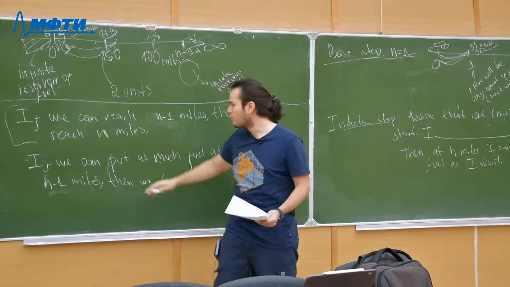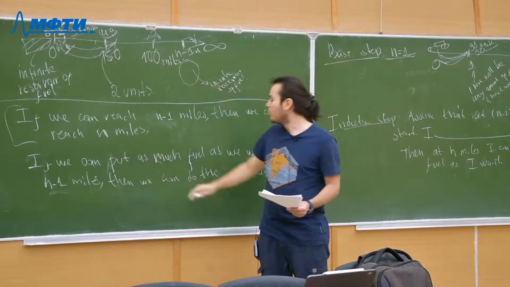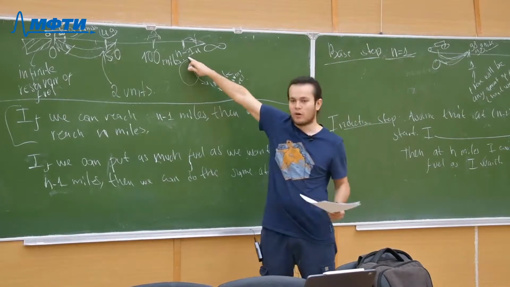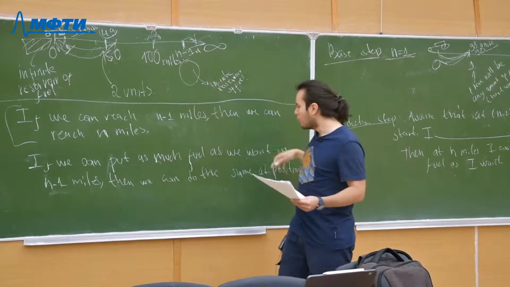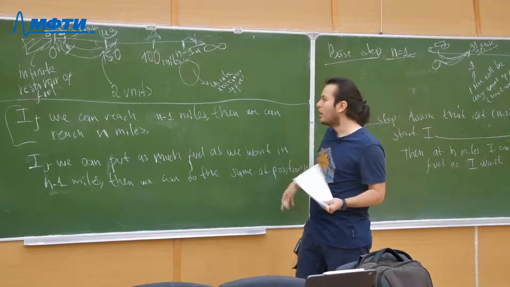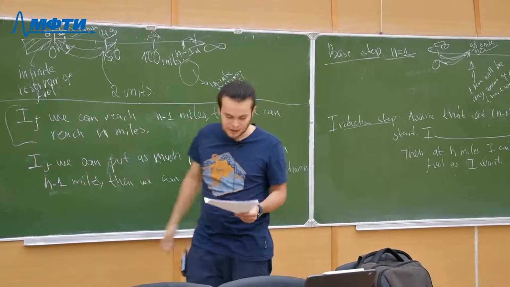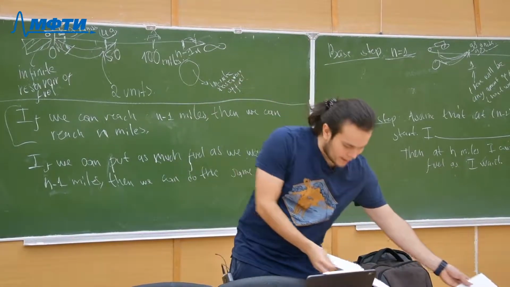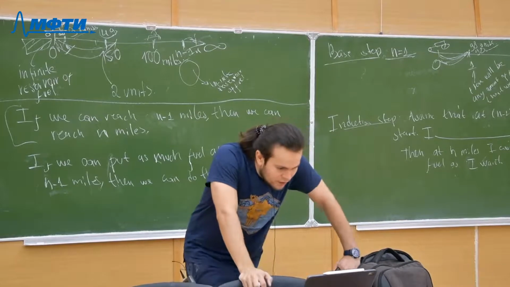So we need to prove that if we can put as much fuel as we want in at n minus 1 miles from the start, then we can put as much fuel as we want at n miles from the start, and then we can reach any point we want, and that's it. Okay, good. So this was exercise number 6.